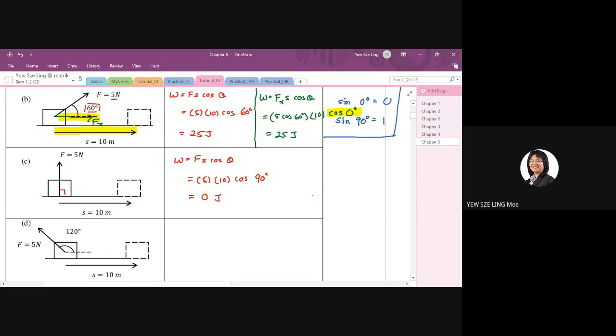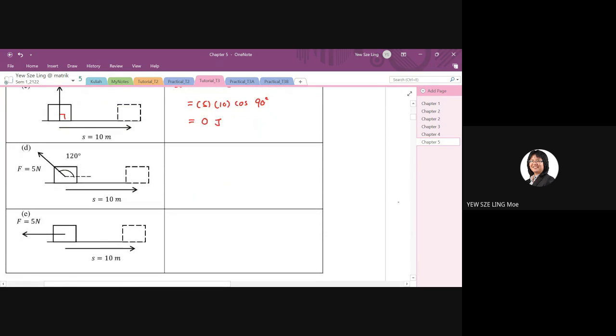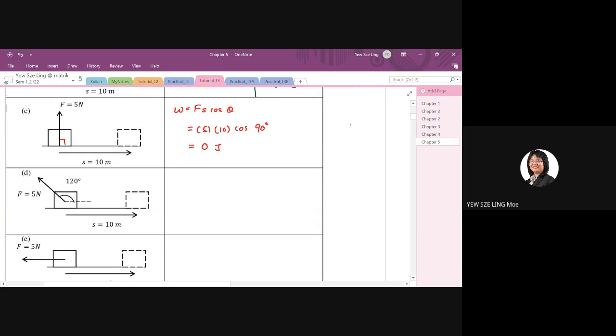Okay, so if the direction of force is perpendicular to the direction of motion, then that force basically did nothing. It doesn't do any work. Okay, so that is the third question. Now let's look at the fourth question.